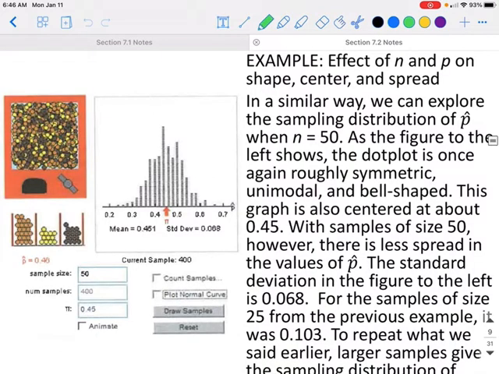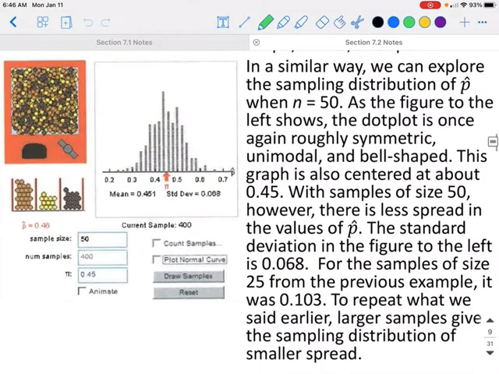In a similar way, we can explore the sampling distribution of p hat when n, our sample size, is 50. As the figure to the left shows, the dot plot is once again roughly symmetric, unimodal, and bell-shaped. This graph is also centered at about 45%, with our samples of size 50. However, there is much less spread in the values of p hat. The standard deviation of the figure to the left is 0.068. For the samples of size 25, it was 0.103. To repeat what we said earlier, larger samples give a sampling distribution that has a smaller spread.